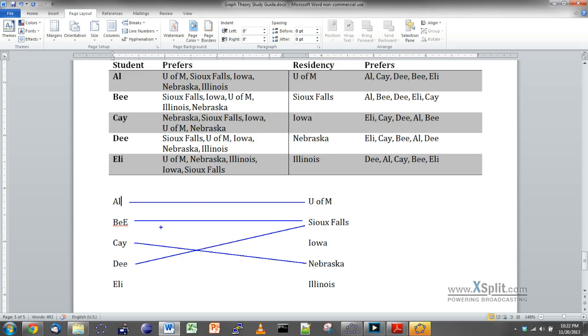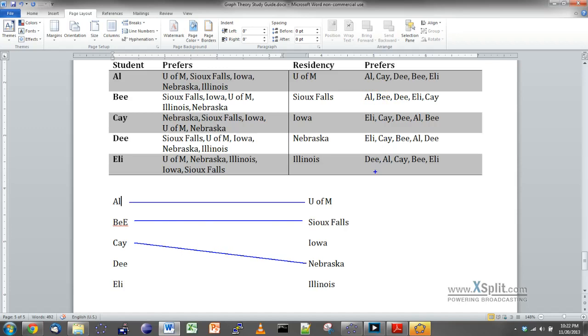In Sioux Falls, it looks like B and D are both proposing. Sioux Falls can't get Al, but B is their number one priority, so they are going to snag B as their proposal. And then K proposed in Nebraska, even though K is not their ideal candidate. They're going to say, okay, K, that's totally fine.